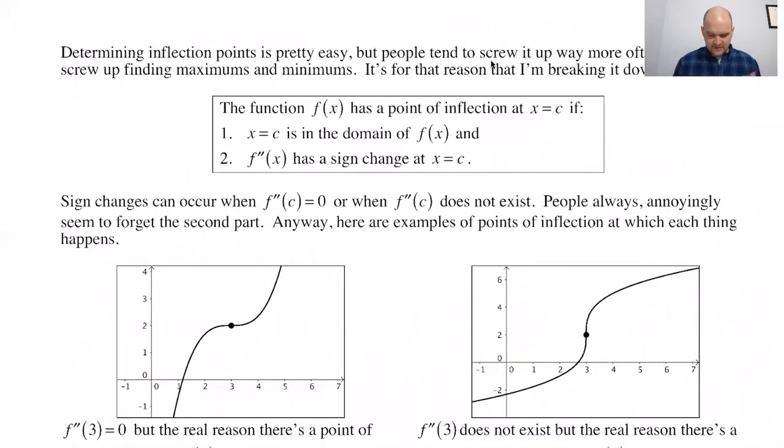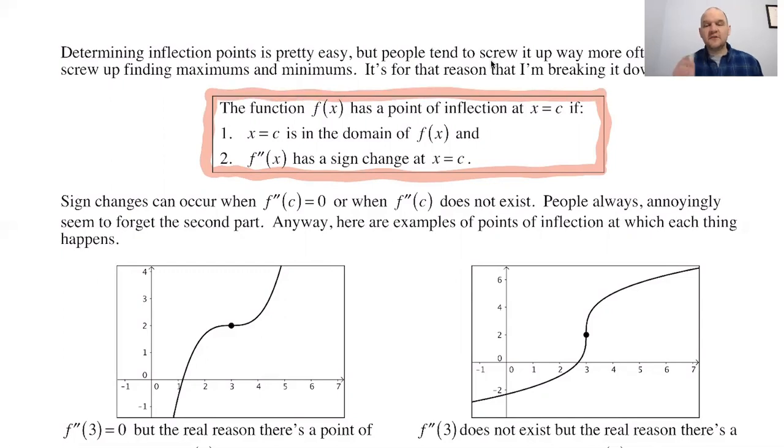So let's see what the actual in the box type definition we have here is. So I want to highlight the box for you. Here we go. The function f of x has a point of inflection at x equals c if the following two things are true. X equals c is in the domain of f of x.